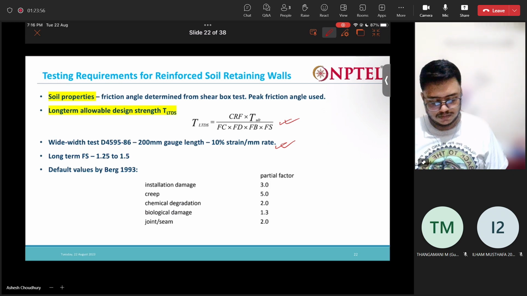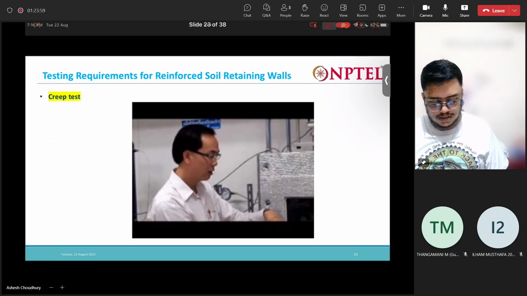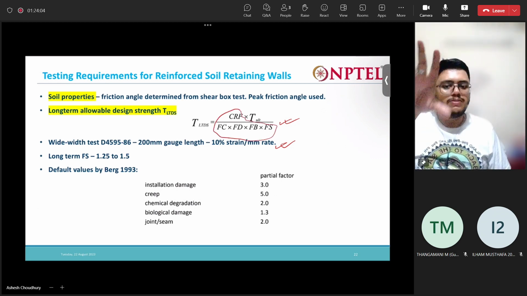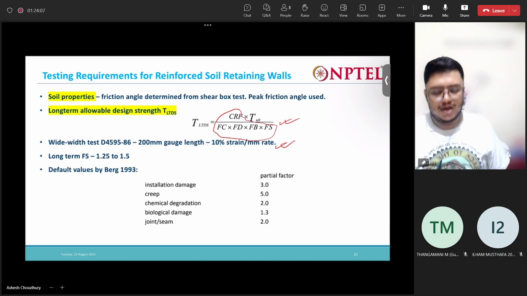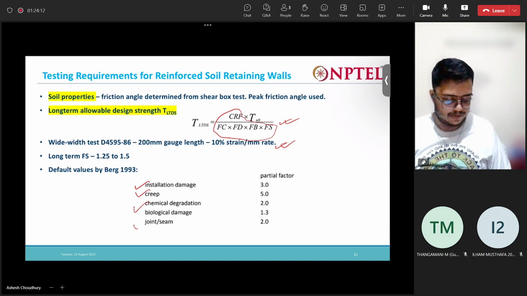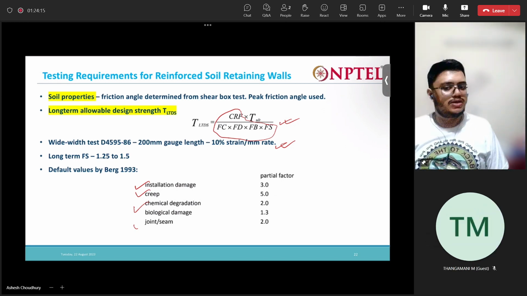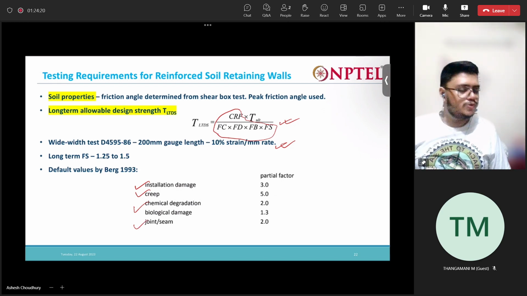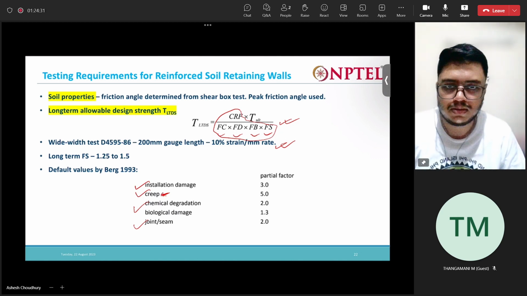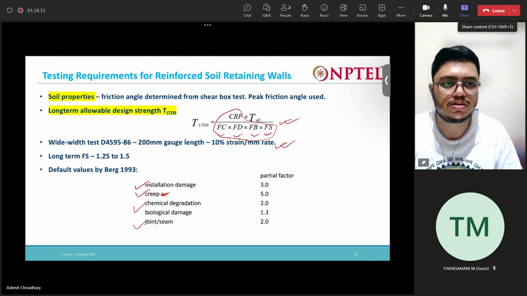Here you see we use various factors to reduce the ultimate tensile strength to the allowable strength. We have installation damage, creep, chemical and biological degradation, and joint seam strength. Installation damage also we have to test. To determine all these factors we need to do different tests. So let us see one video of how creep testing is actually done. Just share the screen.